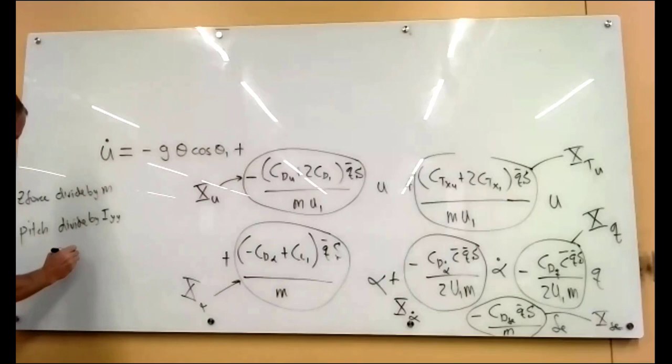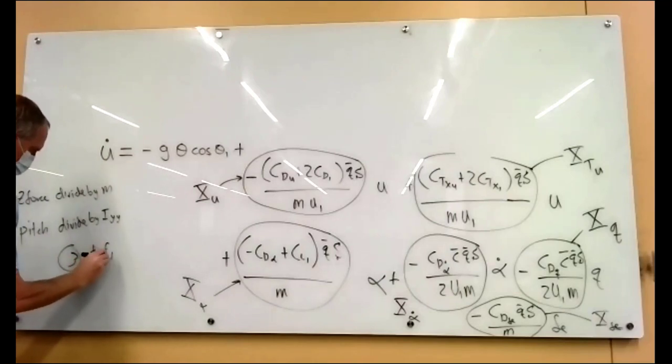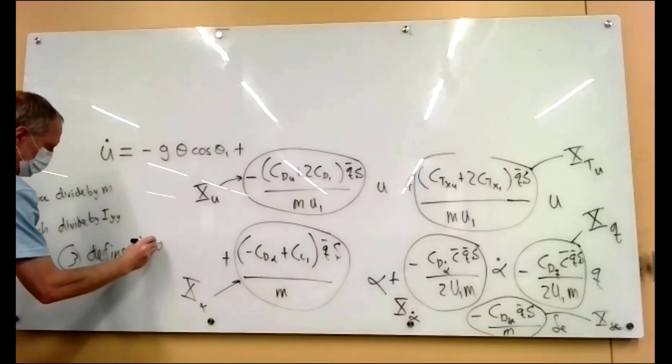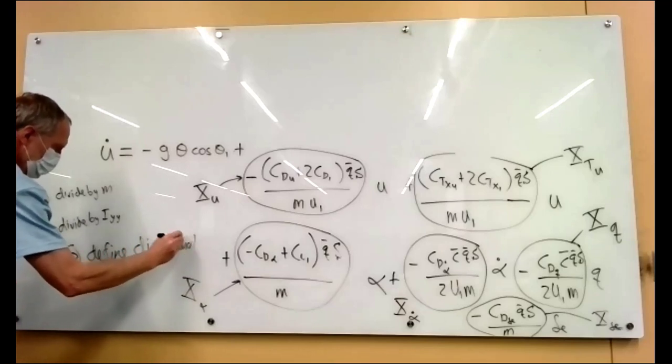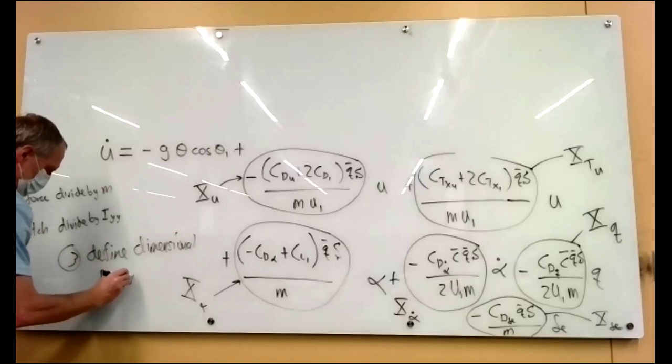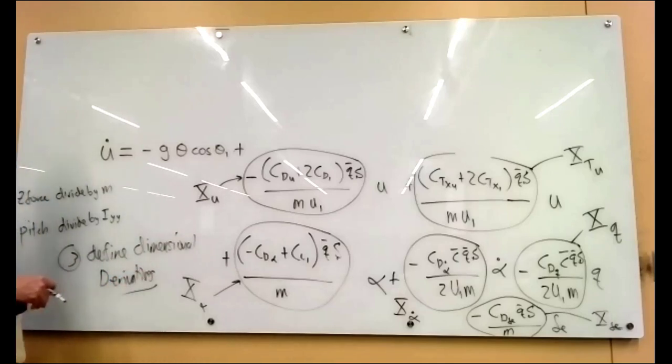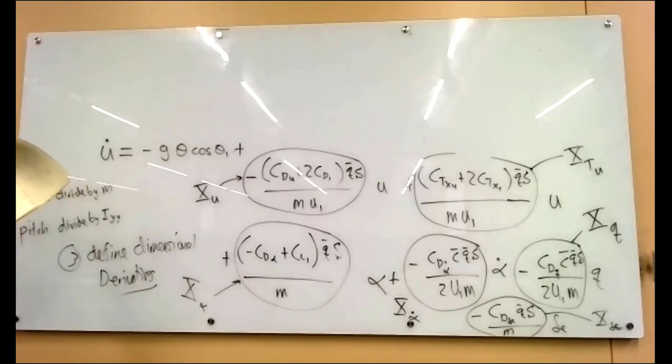So that's step 3, is to define what are called dimensional derivatives, as opposed to non-dimensional derivatives, because these have dimensions. Step 1 was to plug in the forces and moments. Step 2 was to divide by M. And step 3 is to define these groups of terms. And notice how much easier our equation has gotten now.